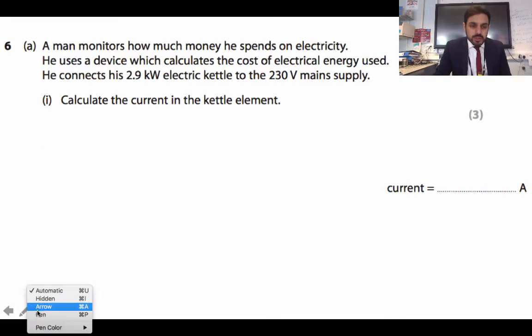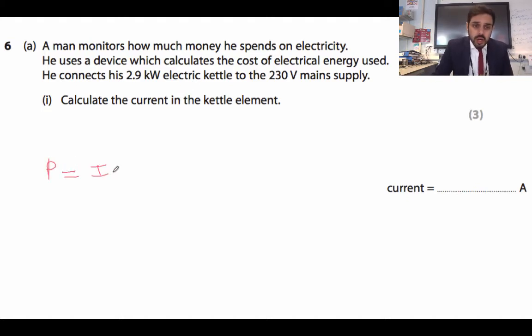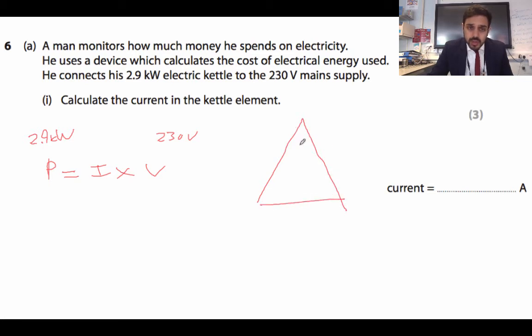So what I'm going to do is, again, mine disappeared now, but yours would have stayed there. So make sure you do the underlining. It does help. P, I, V. So my power is 2.9 kilowatts. My voltage is 230 volts. And I've been asked to work out this one. You get marks for just putting them in, even if you don't rearrange the equation. But I know how to put that into a triangle. P goes to the top, I, V. So how do you work out current? Cover it up, P divided by V.